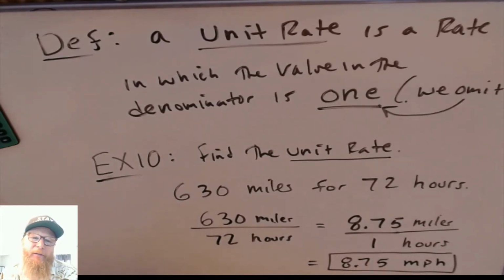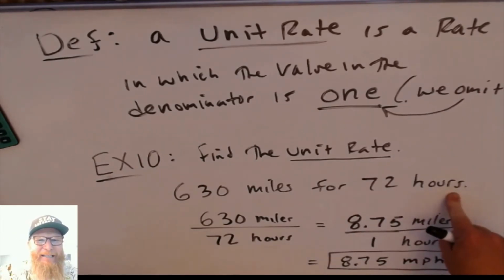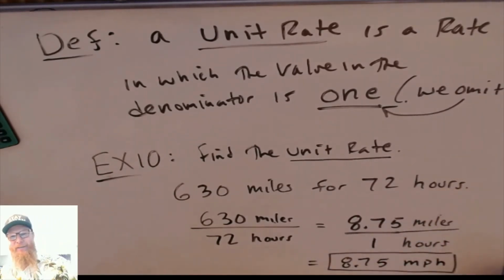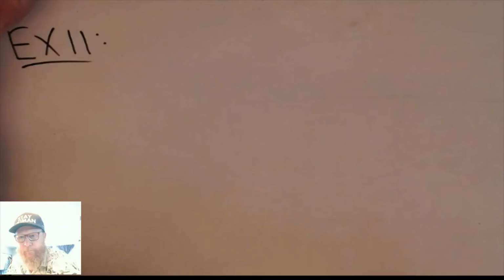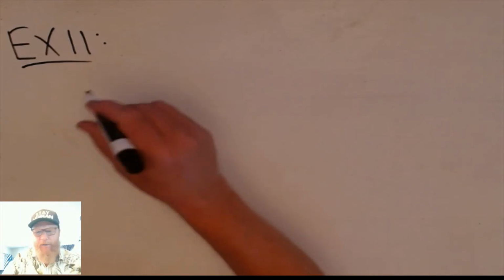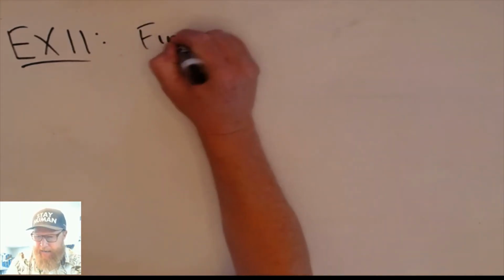That's like riding a bike very slowly, or very casually riding a bike. I certainly couldn't walk 8.75 miles an hour. I might be able to run that fast, but I'm not a long distance runner. I don't know if I could keep that up for 72 hours. So it's more like a bike ride. Another unit rate that you probably deal with quite a bit is your rate of pay.